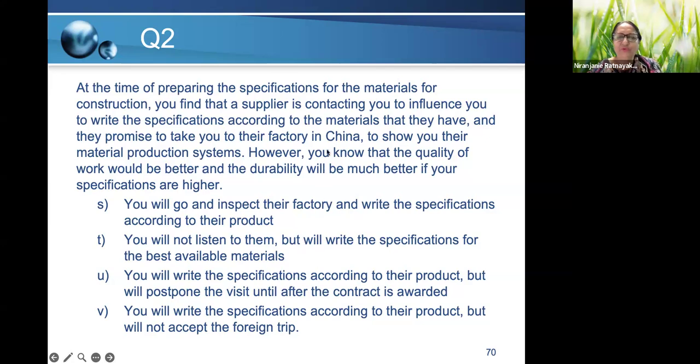Okay, so most of you are giving the answer T as correct. There was one that said V. Looking at it again, T says you will not listen to them, but will write the specifications for the best available materials. As an engineer responsible for the design, I also believe that that's what you should be doing.